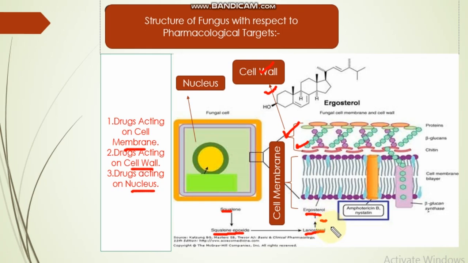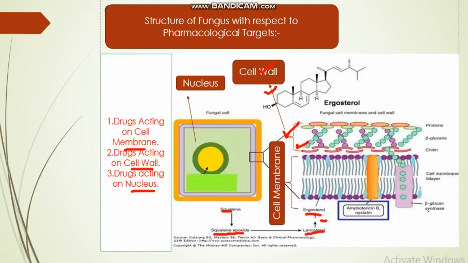When azoles bind to the 14 alpha demethylase enzyme, it leads to the inhibition of the synthesis of ergosterol. And when there is the stoppage of the synthesis of ergosterol, there is no structural integrity of the cell membrane and weakening of the cell membrane of the fungus, ultimately leading to the death of the fungal cell. So this is the mechanism of action of the azoles.